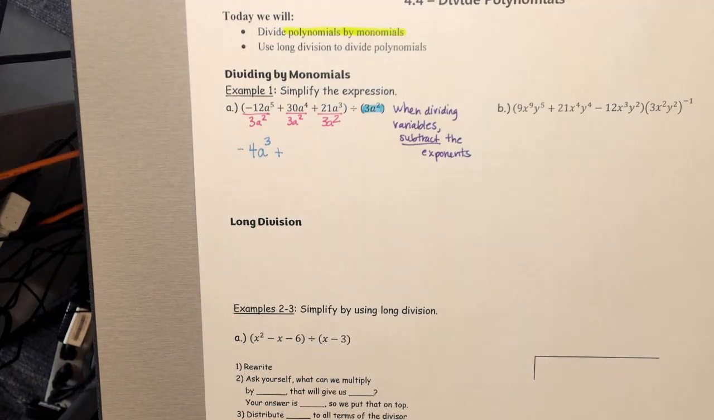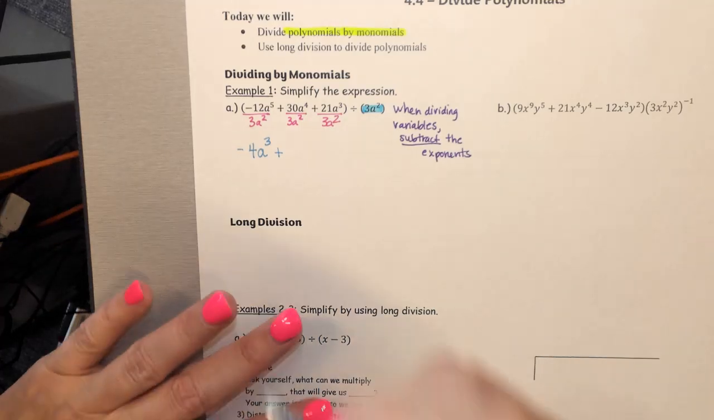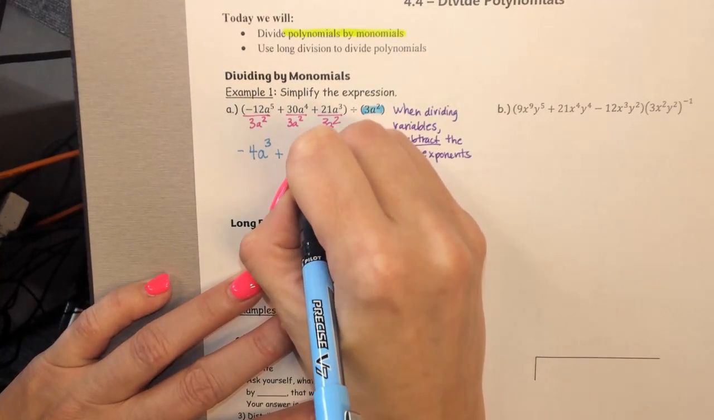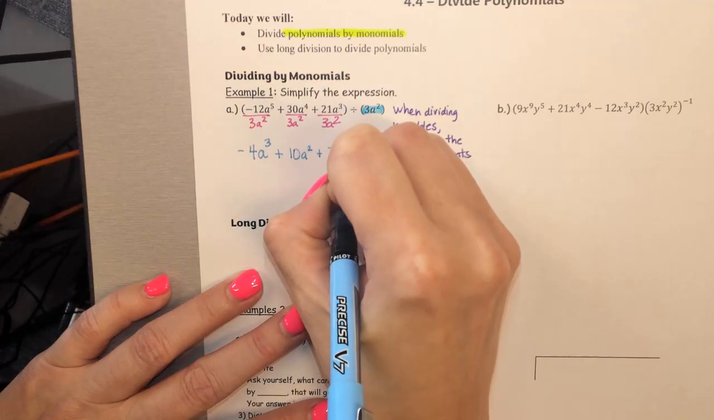Okay, and then I want you to finish that now. And you can start to look at the next one and start thinking about that format. All right, so then let's check and make sure we have 10a squared plus 7a.